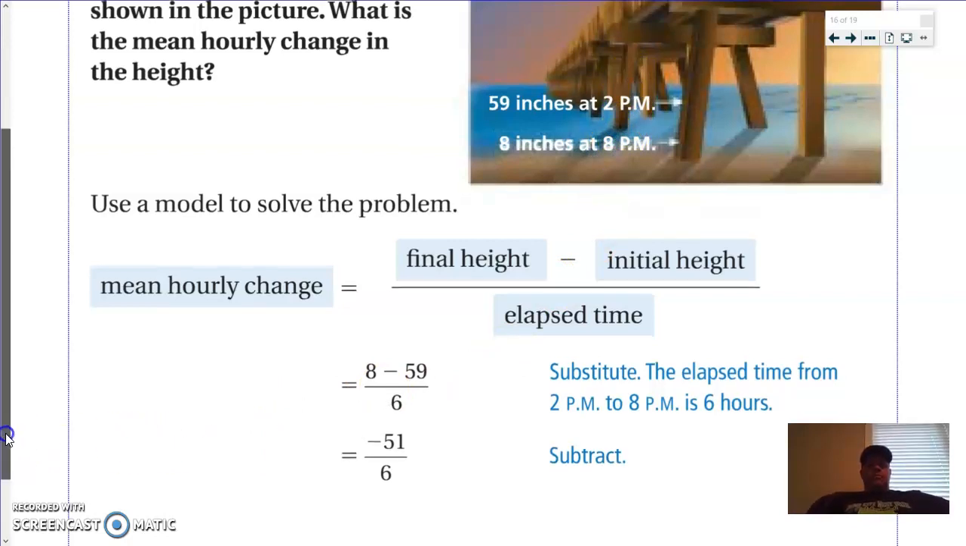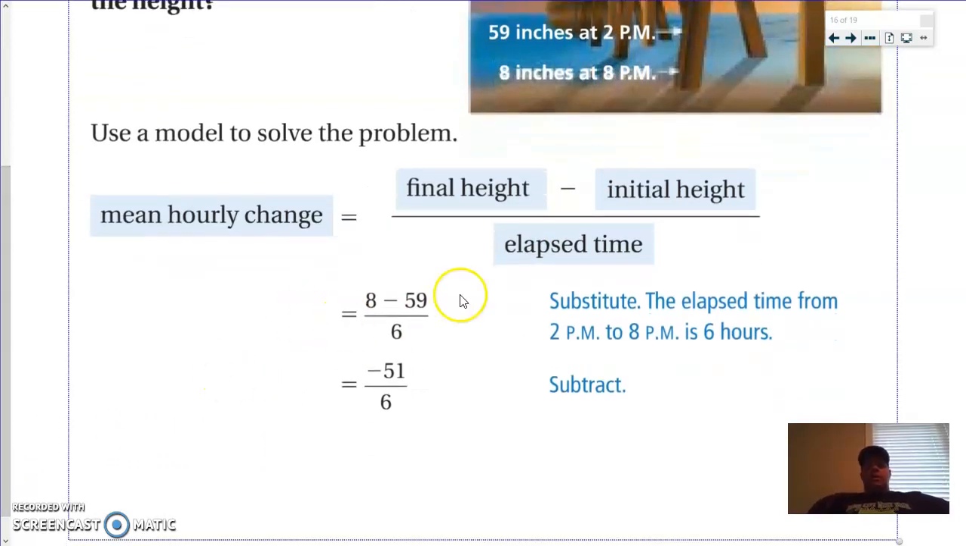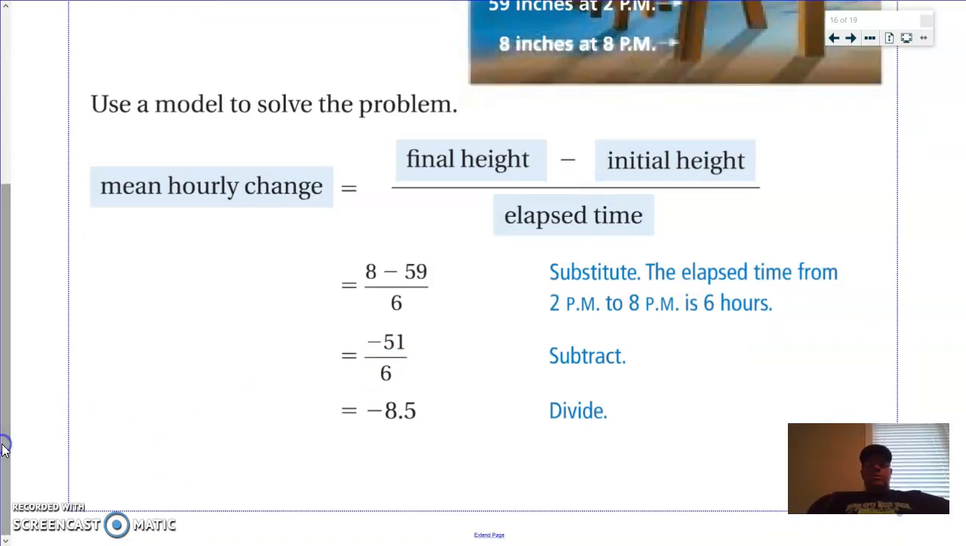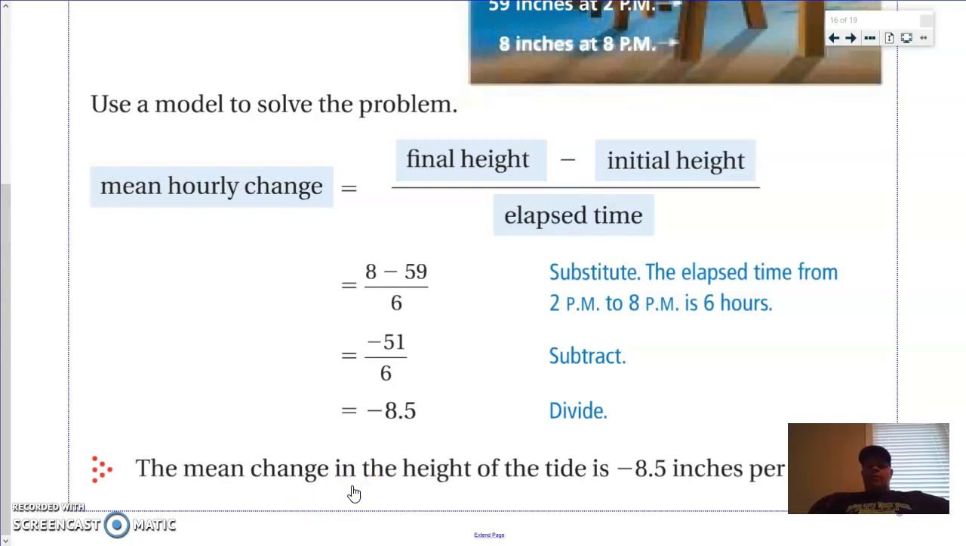So we have to subtract 8 minus 59, add the opposite. So this would be 8 plus negative 59. They become different signs. Our answer is negative. So we have negative 51 over 6. When we divide that out, we get 8.5. So the average tide change in height is negative 8.5 inches per hour.